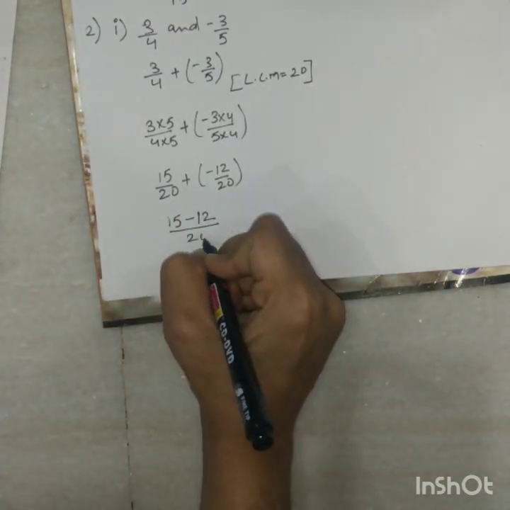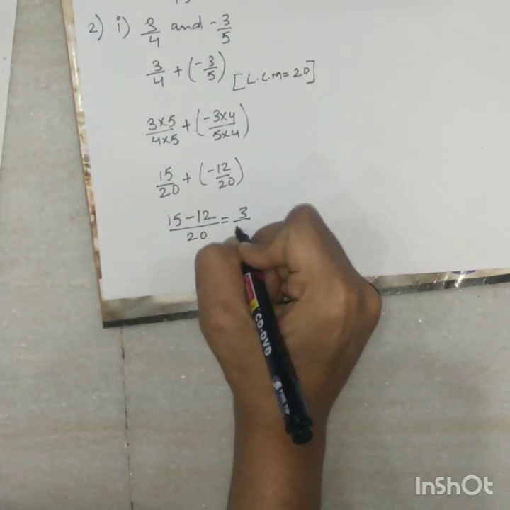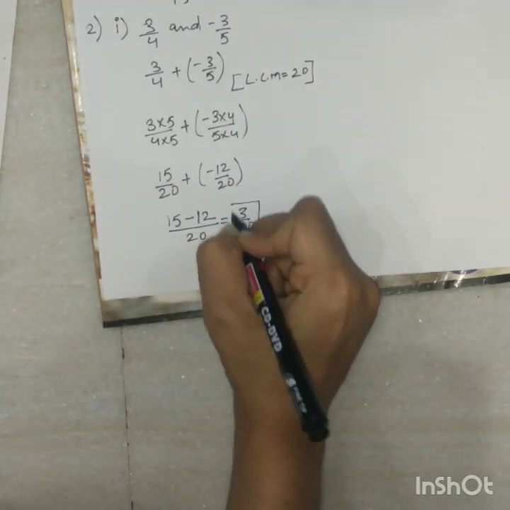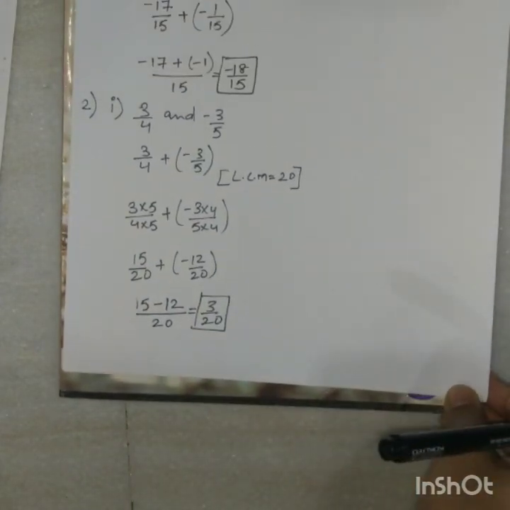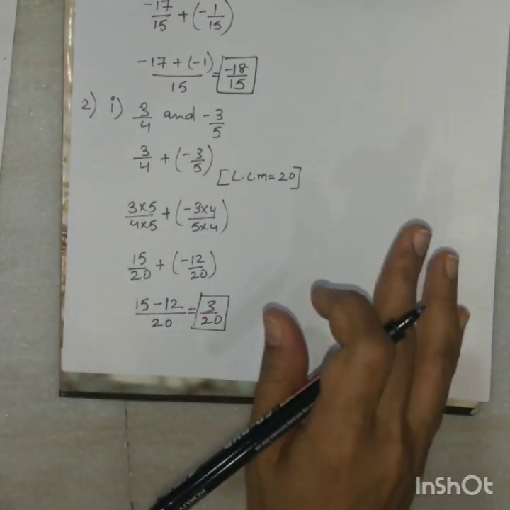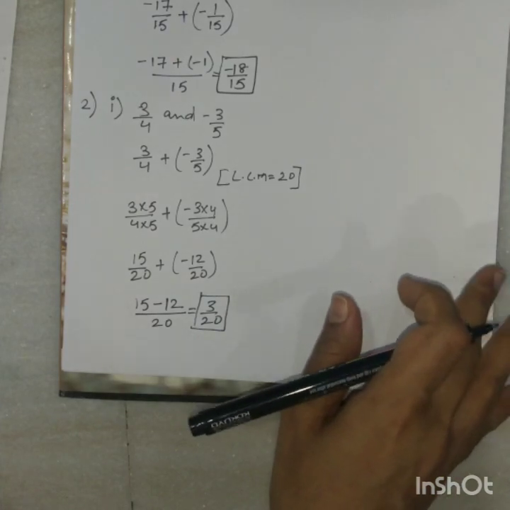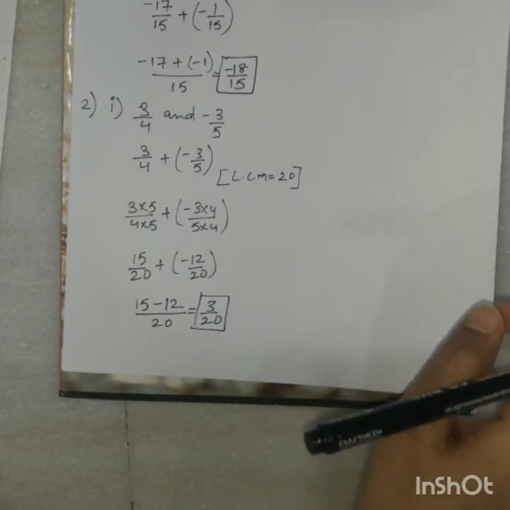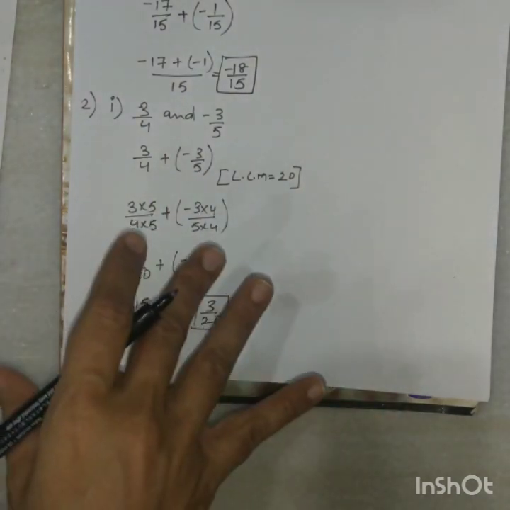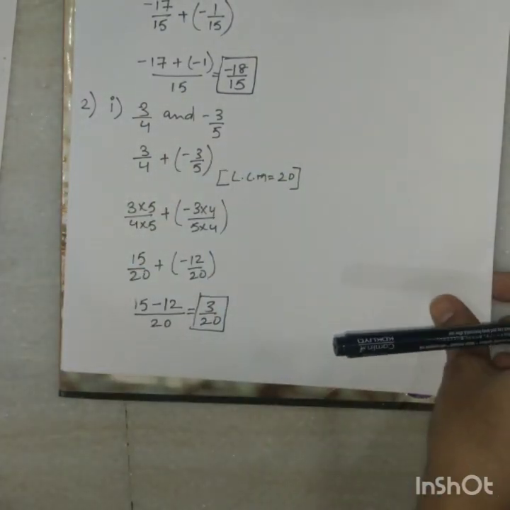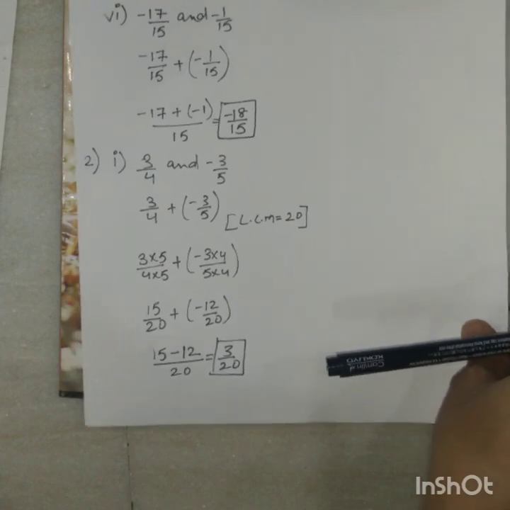So the answer is 3 upon 20. Okay students, I hope it is very much clear. It is just as simple as normal addition or subtraction you are doing. You have to be just careful with the sign. If you take the proper sign and be attentive for that, it will be very easy for you and you will be easily able to solve.